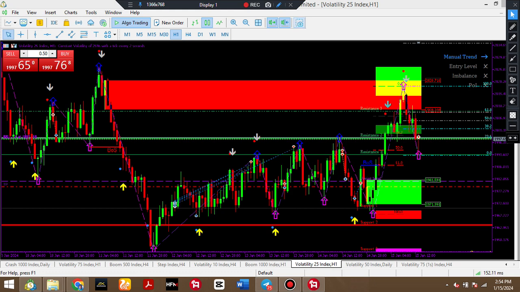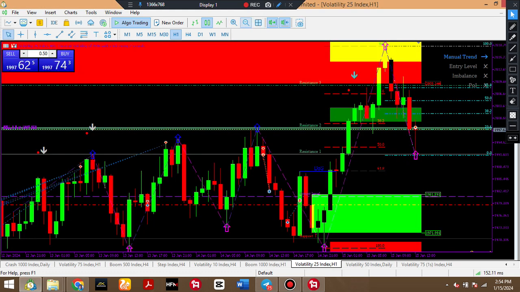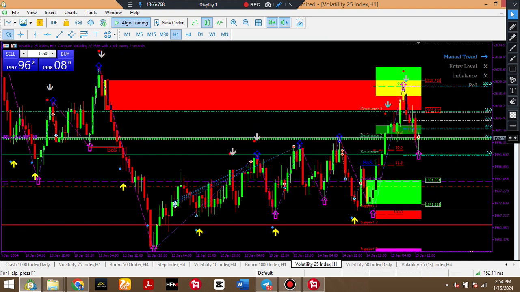Now let me zoom up a bit. You will notice in terms of mitigation, this is the first time price is mitigating this block here, this other area of interest, and this is on 1 hour. Price had never mitigated it initially. It has a BOS. Can you see? There was a break of structure. So this is the first time price is mitigating it.